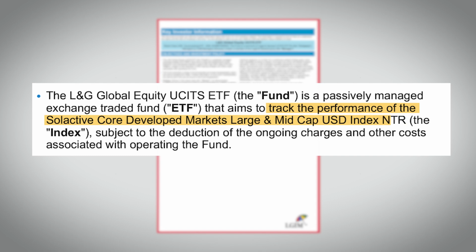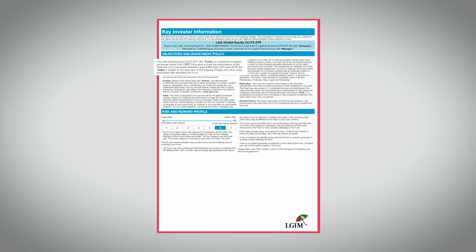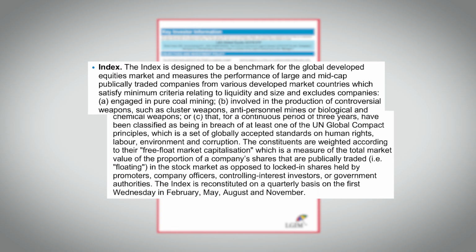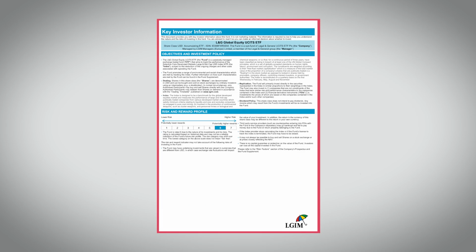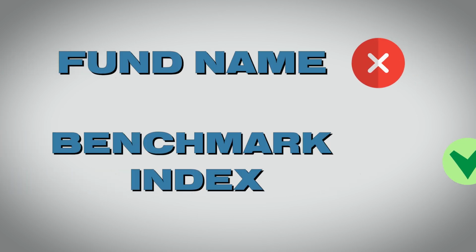So first thing to note here is that it is tracking a developed markets index, but also this index has additional ESG filters and excludes companies engaged purely in coal mining, production of controversial weapons, or consistently in breach of UN Global Compact principles. Again, I'm not saying whether this is a good thing or bad thing, I'm just saying that investors should be aware of this. So, to sum up this point, never guess what an ETF contains based on its name, and instead look into the index it actually tracks, because it may not be exactly what you thought it was.